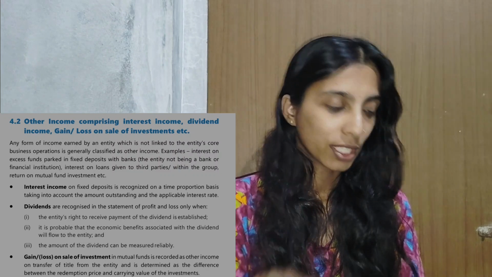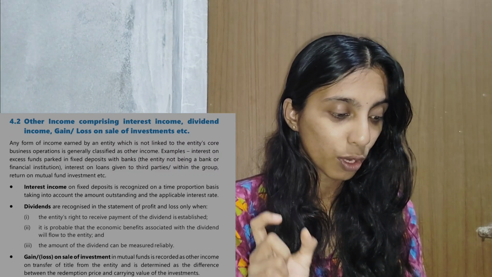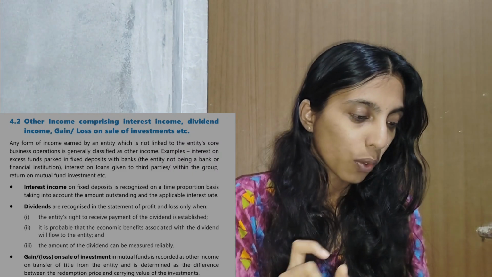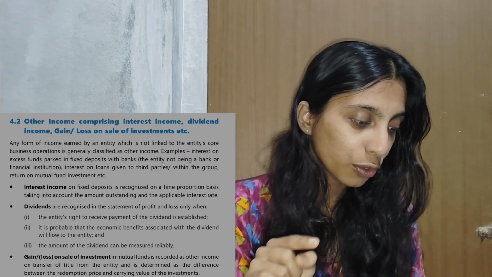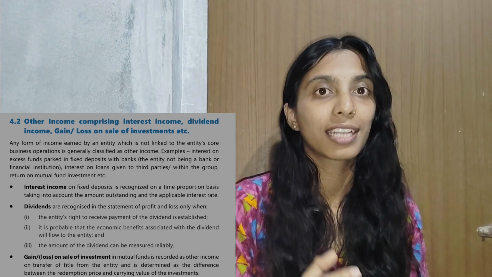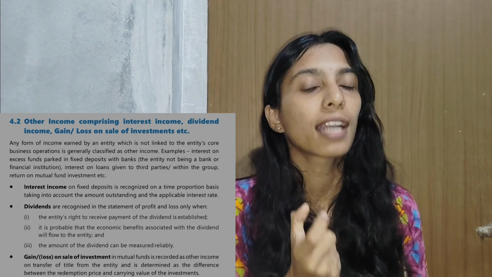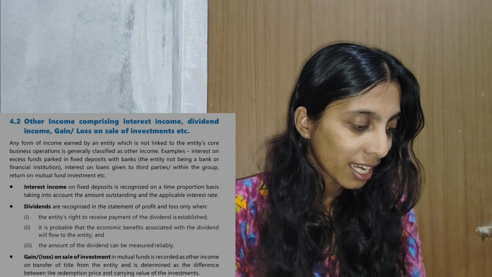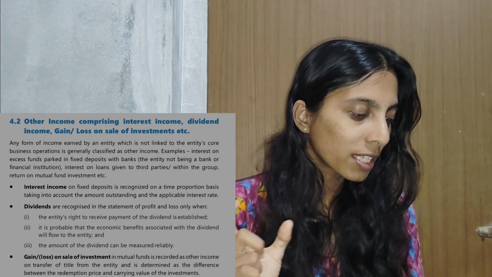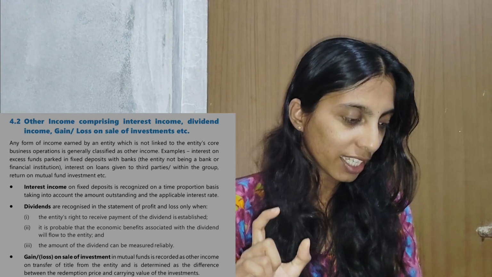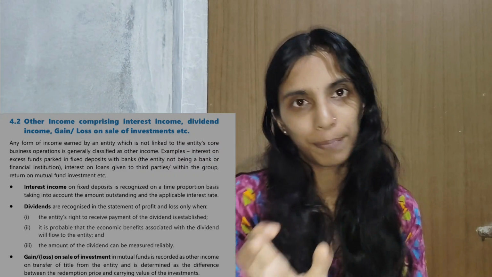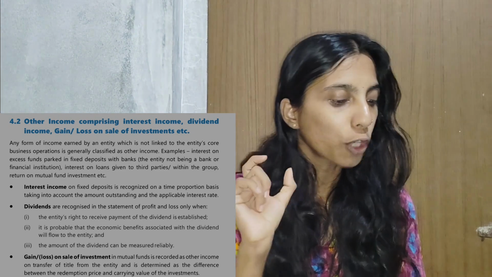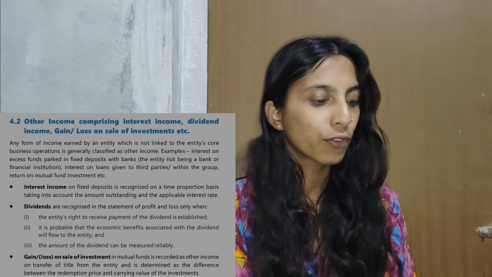The second one is dividends. Dividends are recognized in the statement of profit and loss only when the entity's right to receive the payment of dividend has been established. You need to remember the words right to receive. Second point, it is probable that economic benefit associated with the dividend will flow to the entity. You need to remember the words economic benefit.